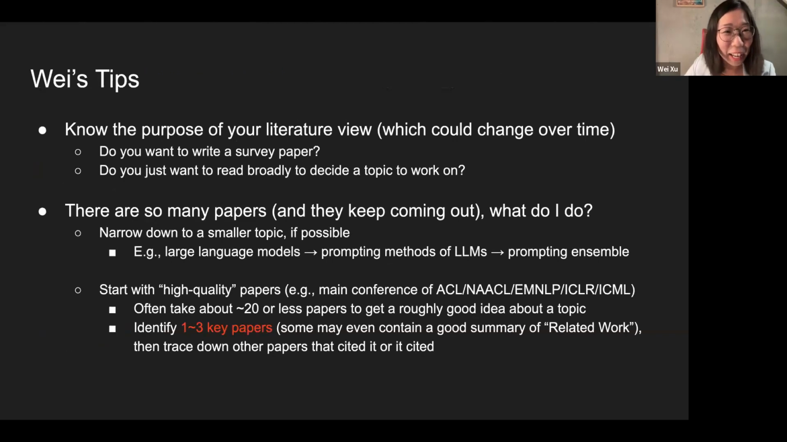Wei is first. All right. I really like the title for this mentor session, which is not only how to do a literature review, but when to stop.